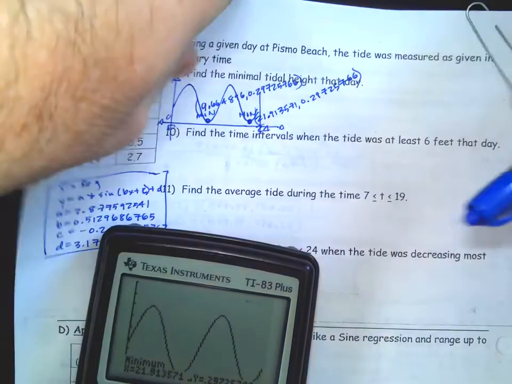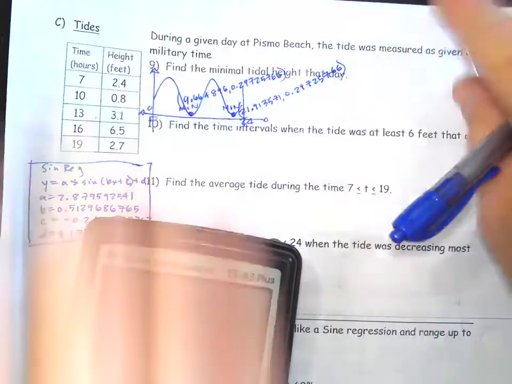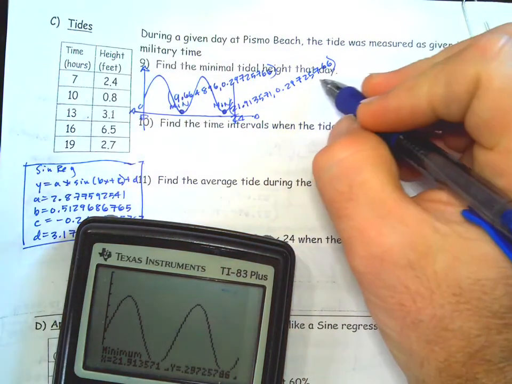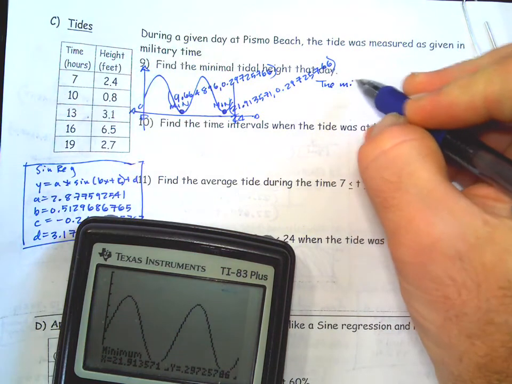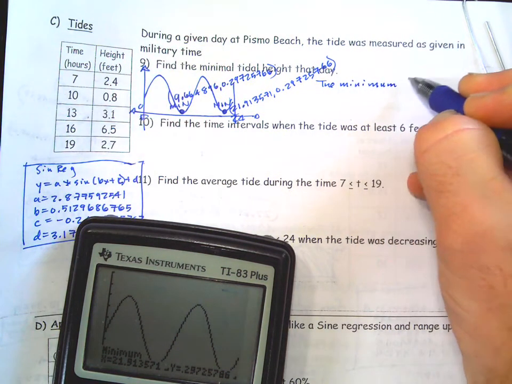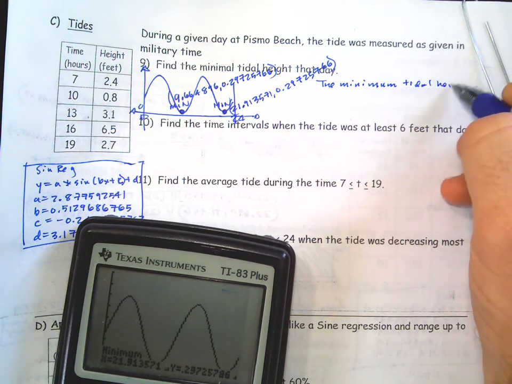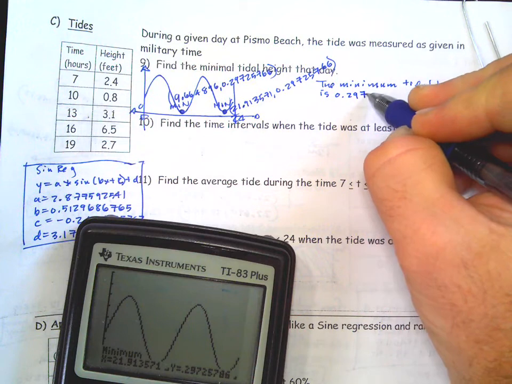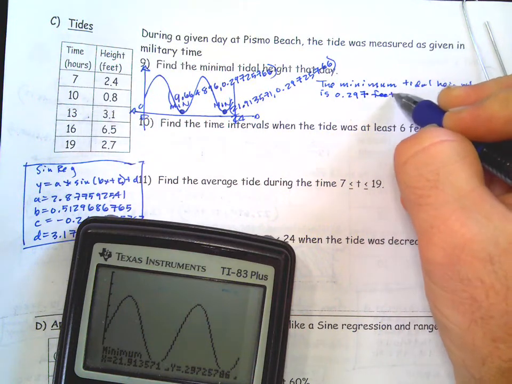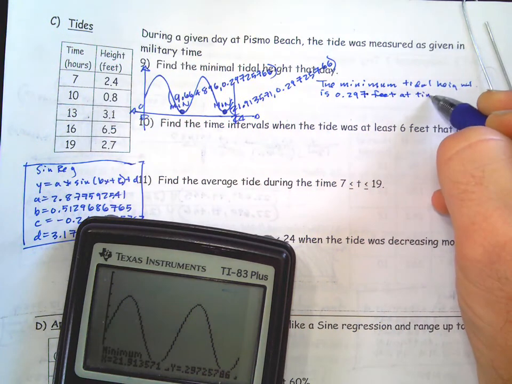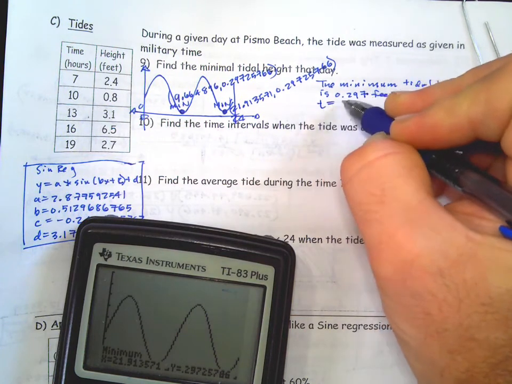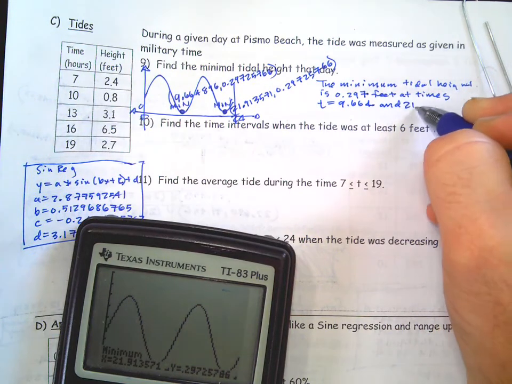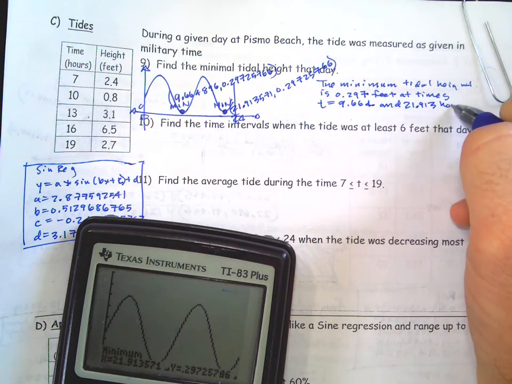And I'm hammering this home because it's going to be a big issue on your AP test. So I want you to do it in your sleep by that point. So we want to say the minimal or minimum tidal height is 0.297 feet at time t equals 9.664 and 21.913 hours. So I need all that stuff.